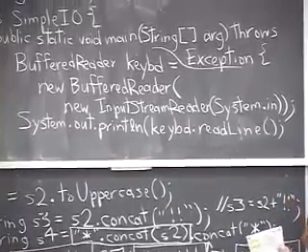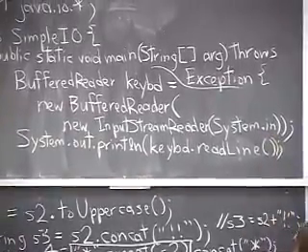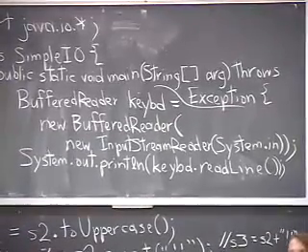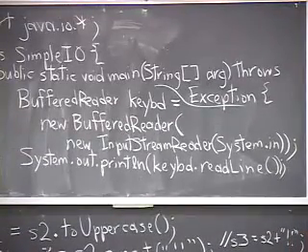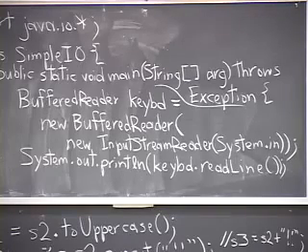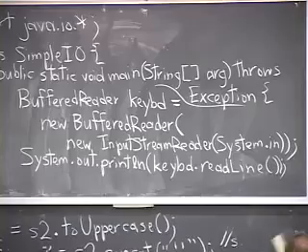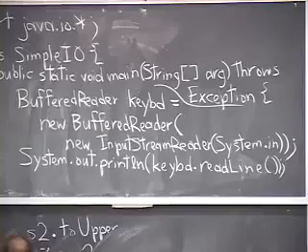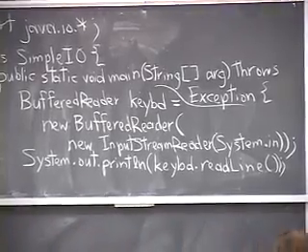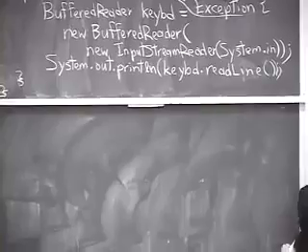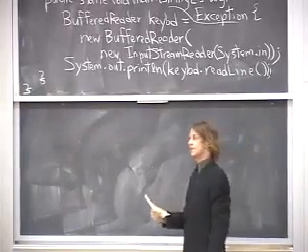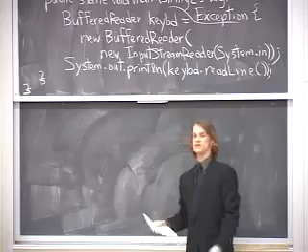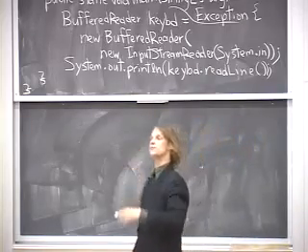Am I missing something? I'm probably missing a paren here. Am I missing anything else? I think that's everything. You call SimpleIO from the Unix command line. So it just calls main automatically when you specify what class you want to run. Question in the back?